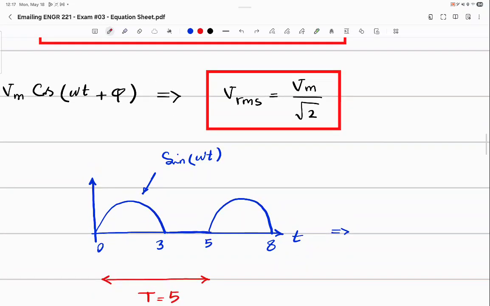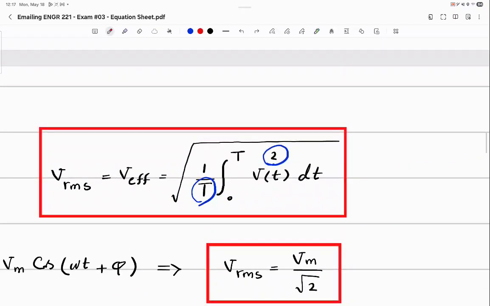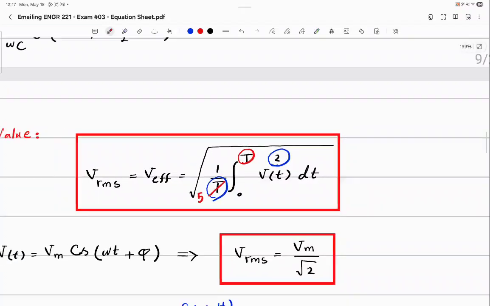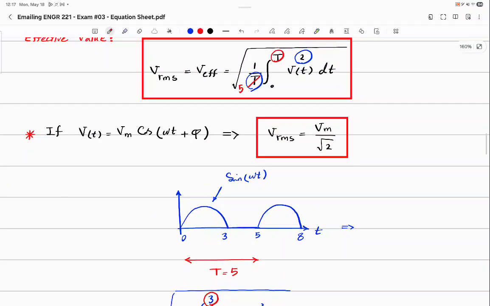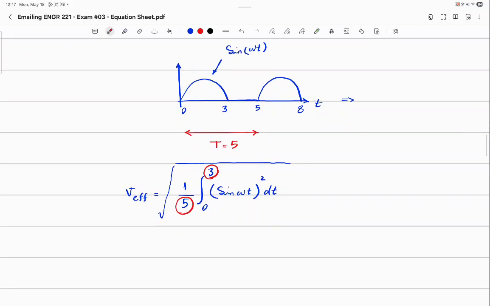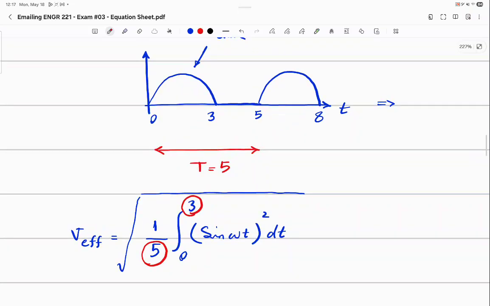The second problem is when you plug into this equation, what should I plug into t? 5. How about this t? 3. Why? Because the signal is 0 from 3 to 5, so you shouldn't integrate something that doesn't exist. Am I clear on that? So the first one is 5 because that's the period of the function.